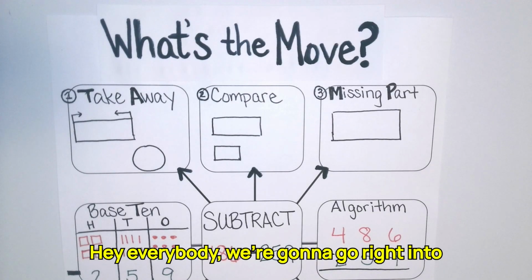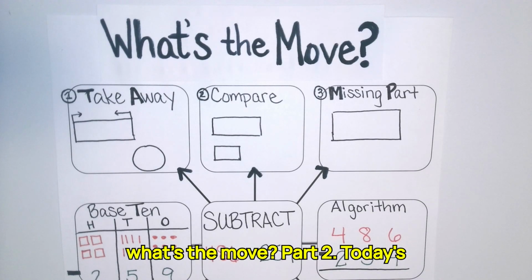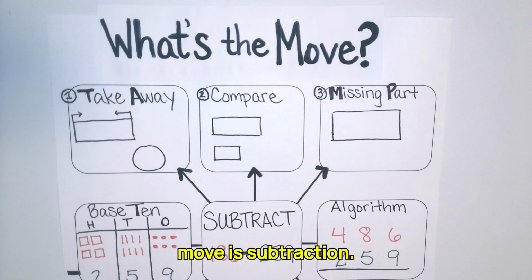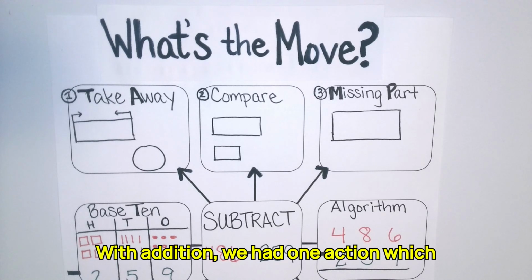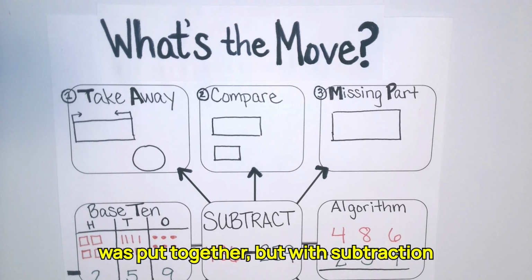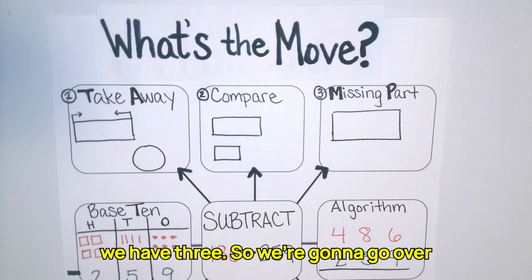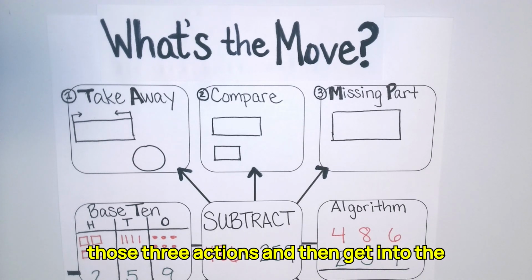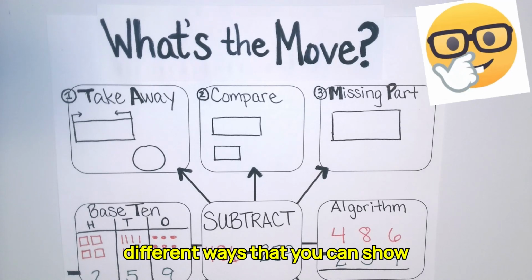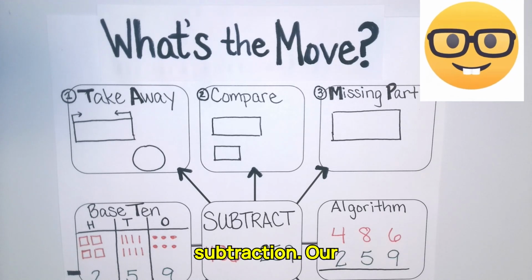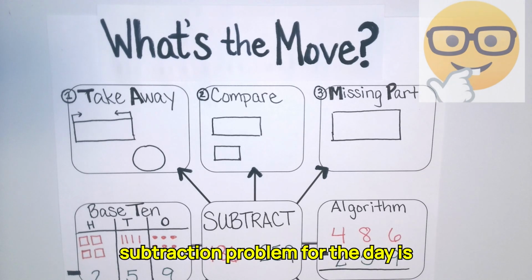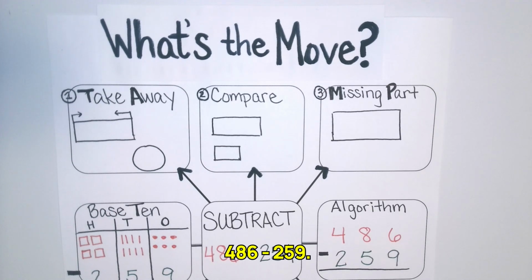Everybody. We're going to go right into What's the Move Part 2. Today's move is subtraction. With addition, we had one action, which was put together. But with subtraction, we have three. So we're going to go over those three actions and then get into the different ways that you can show subtraction. Our subtraction problem for the day is 486 minus 259.